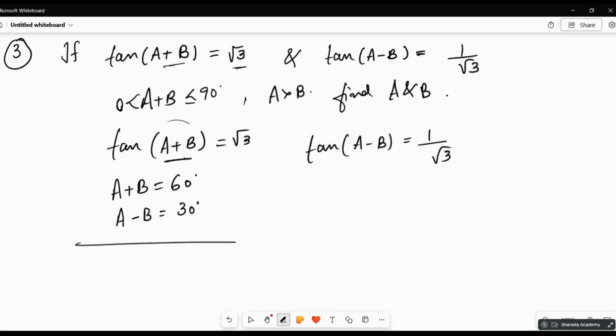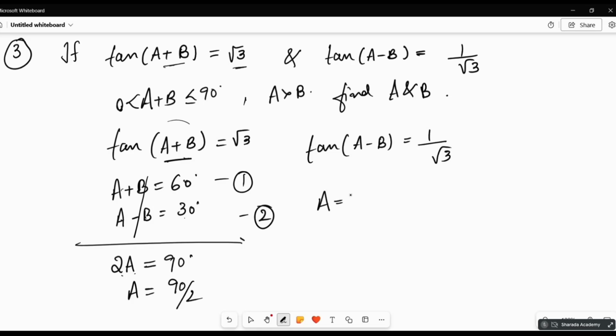Now, that elimination method we are using, right? You can do the same thing. Add the two equations. A plus A is 2A, plus B minus B will be 0. That is equal to 60 plus 30, 90 degree. So 2 into A is 90, or A is equal to 90 by 2. So A is equal to 45 degree.